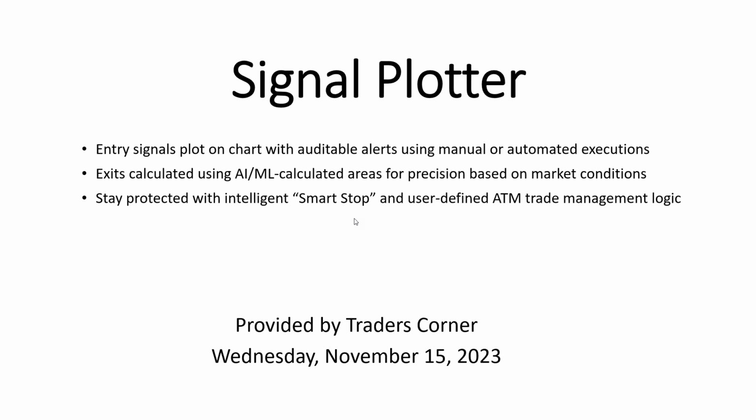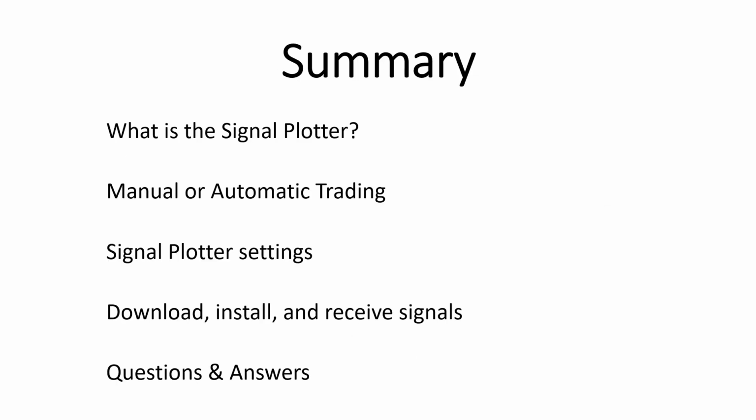So, in summary, what is the signal plotter, and can it trade manually or automatically depending on your preference. The signal plotter settings, as far as it's a receiver: the server spits out the signals when they get generated, and then it comes back and gets on your machine. And if you opt to have it actually take a trade, it will do that also. Let's show you a little bit on how to download it. It's kind of easy. It's trials and whatnot. Let's go through some questions and answers.